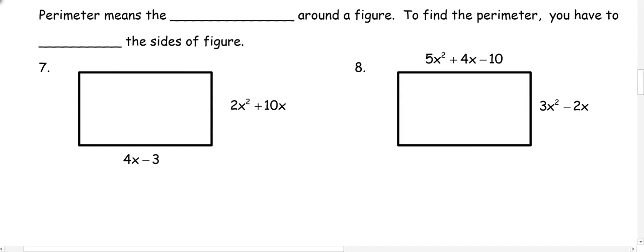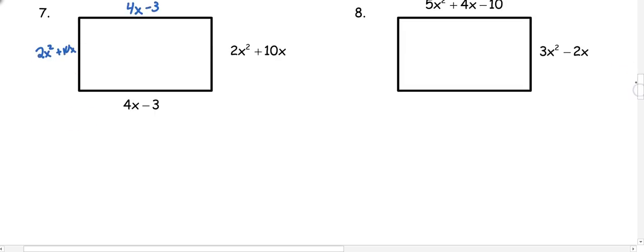So we can apply that to perimeter, because remember, perimeter means the distance around a figure. So to find the perimeter, all we have to do is add the sides of the figure. So in number 7, I need to know that my opposite sides are going to be congruent. So the top side is also going to be 4x minus 3, and the side on the left is going to be 2x squared plus 10x. So the opposite sides are going to be the same. So to find the perimeter, I'm going to add all those together.